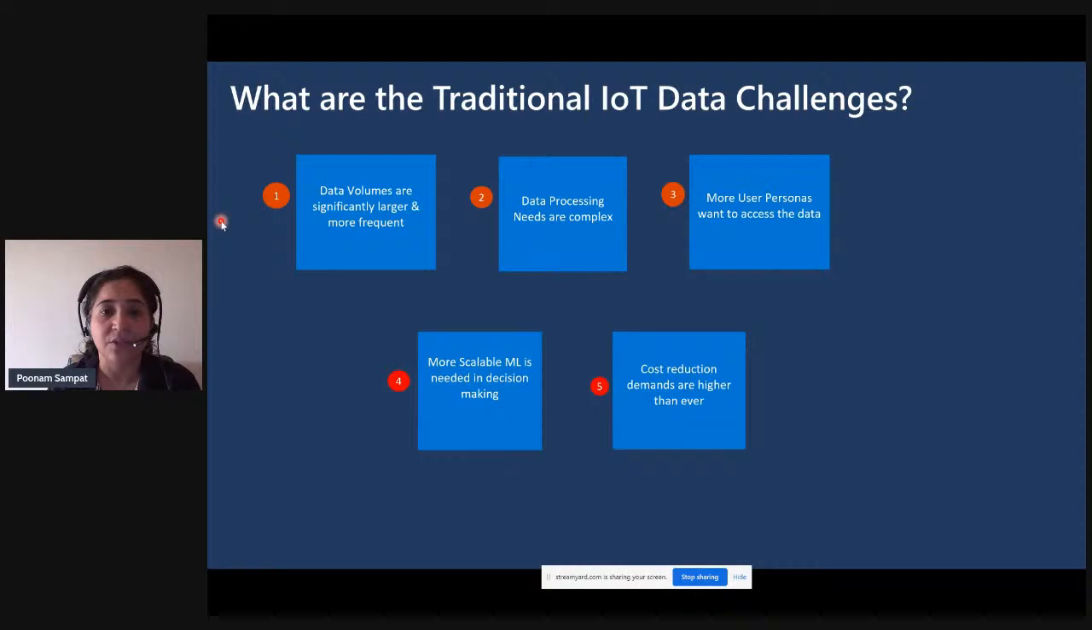The second challenge is the data processing itself. When you're getting this time series data, imagine a real world scenario wherein you're getting sub-second data, but you really need to aggregate that data at an hourly level. And not only that, you may get some data which is off that window.